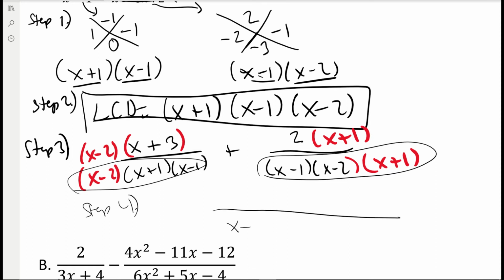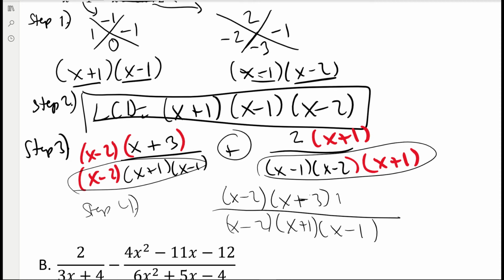So I have one common denominator of x minus 2, x plus 1, and x minus 1. It doesn't matter the order of the factors in the least common denominator. You can put them in any order that you like. And then the numerator is going to be, well, I have x minus 2 times x plus 3. I got a plus sign there, so I've got to add it. And then I've got the second numerator, 2 times x plus 1.